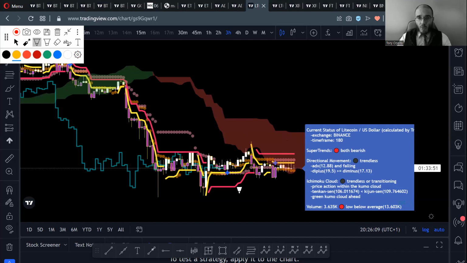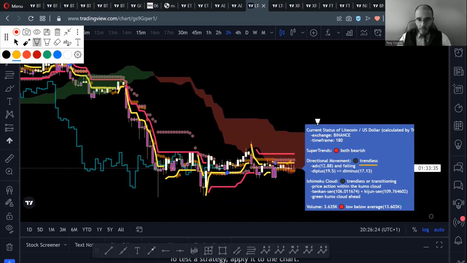And if you know something about Ichimoku, you probably know that when you're in the cloud, it is trendless, as it says right here for you. And when it's trendless, you should not take a long or a short position. So now two things can happen.